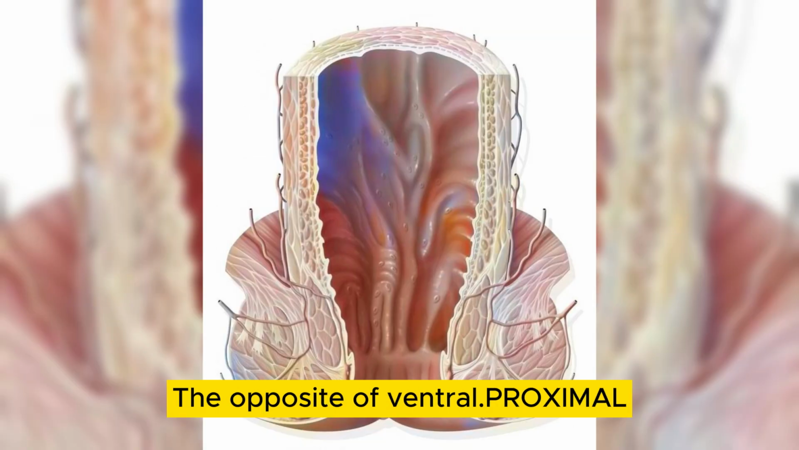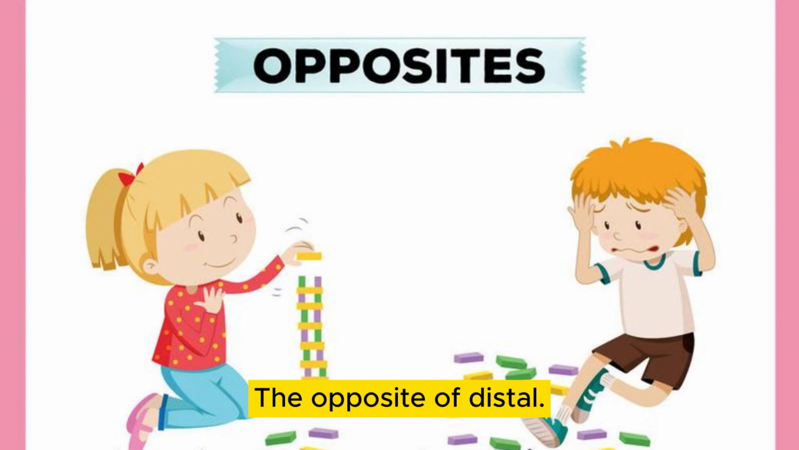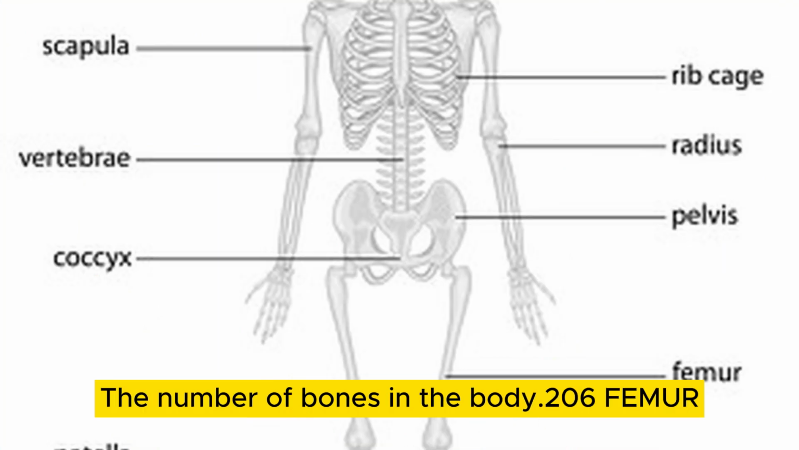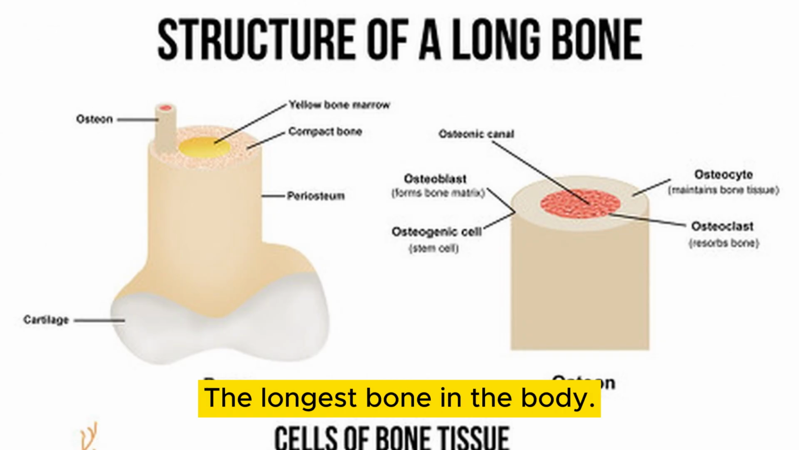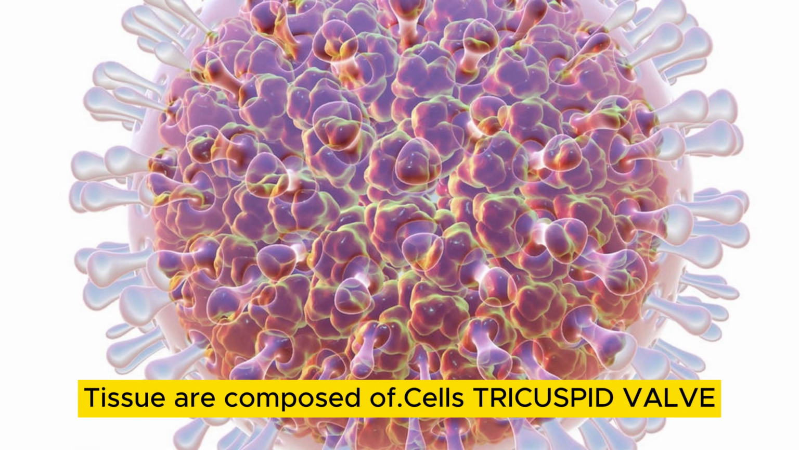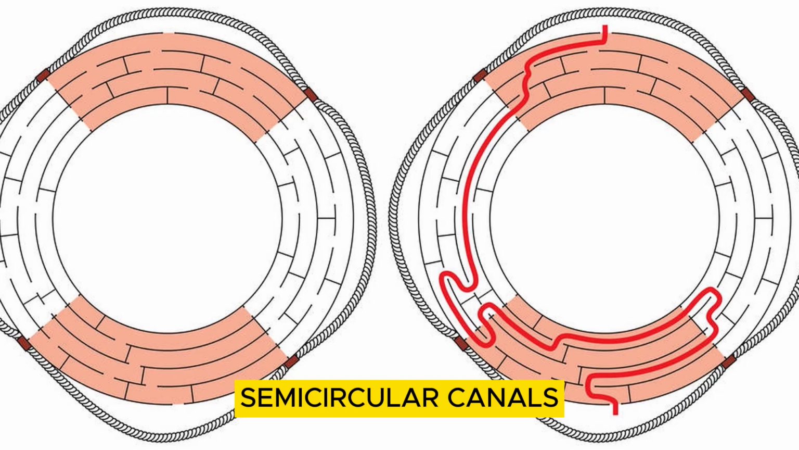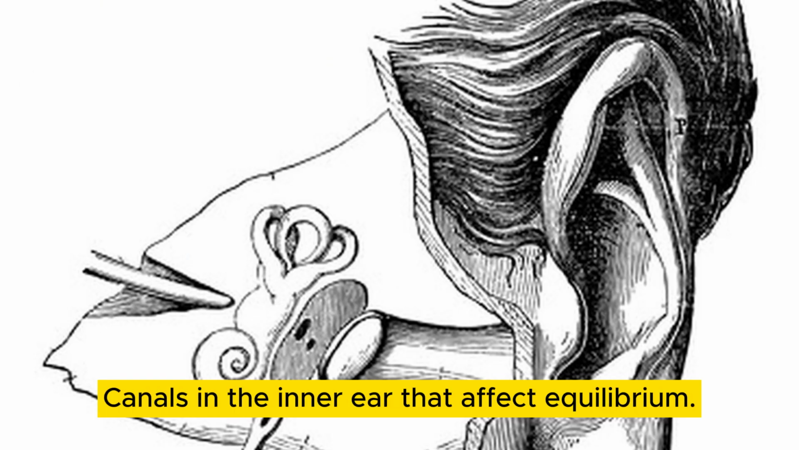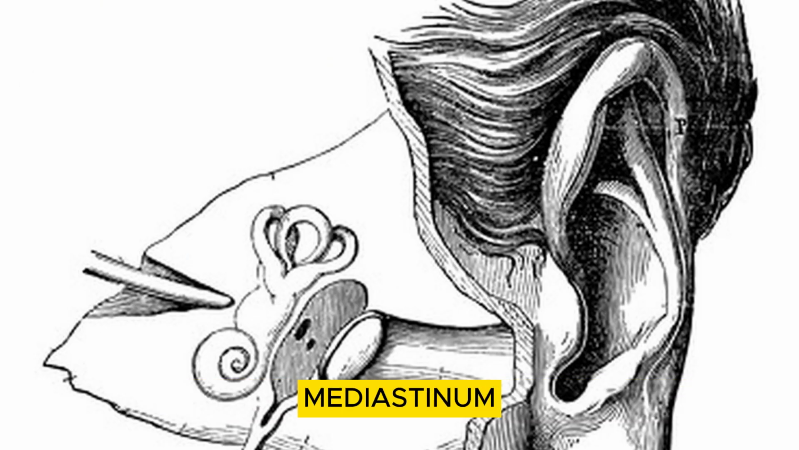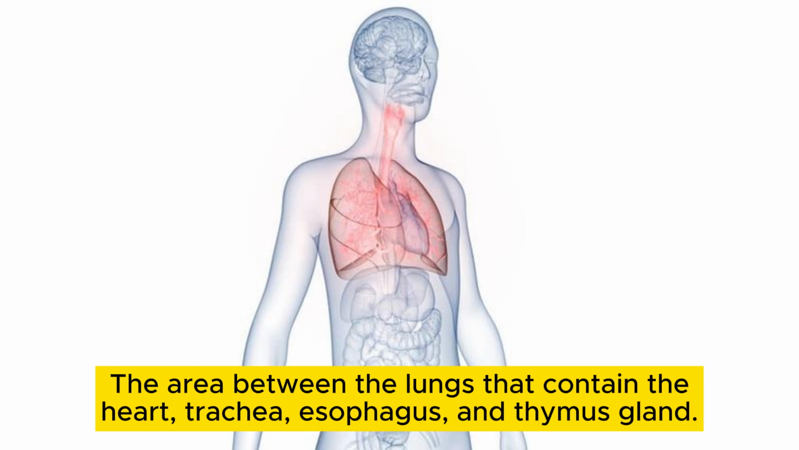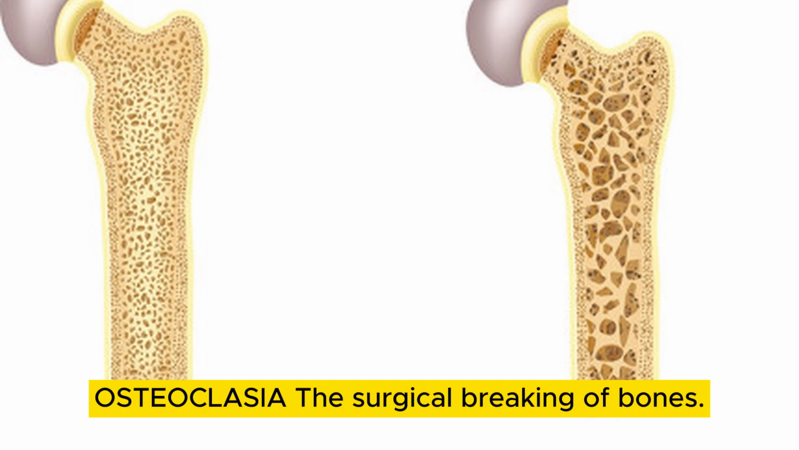Dorsal: the opposite of ventral. Proximal: the opposite of distal. The number of bones in the body: 206. Femur: the longest bone in the body. Tissues are composed of cells. Tricuspid valve: the valve located on the right side of the heart. Semicircular canals: canals in the inner ear that affect equilibrium. Mediastinum: the area between the lungs that contains the heart, trachea, esophagus, and thymus gland.